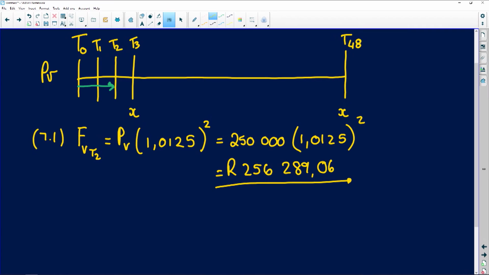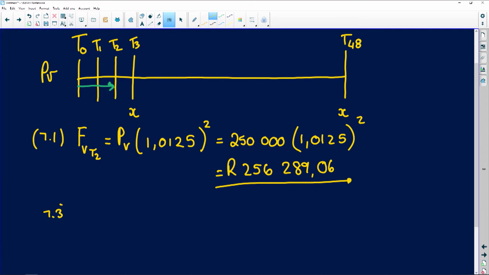Even though he signed for the car at timeline 0, he did not know that he was going to run into trouble and couldn't make the first 2 payments. So the annuity now looks different than it did on the original agreement. He's got to pay more to complete this loan in the said period. So let's structure that. 7.3. Our new value of our loan will be 256,289.06. That is the new payment that we're going to call X in this case.